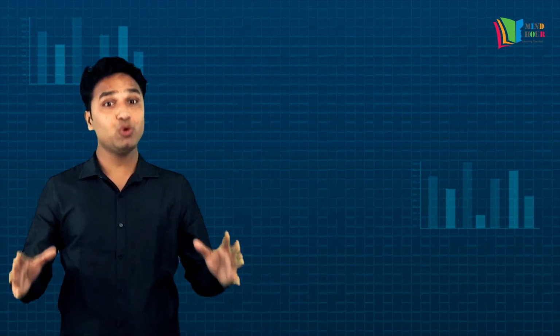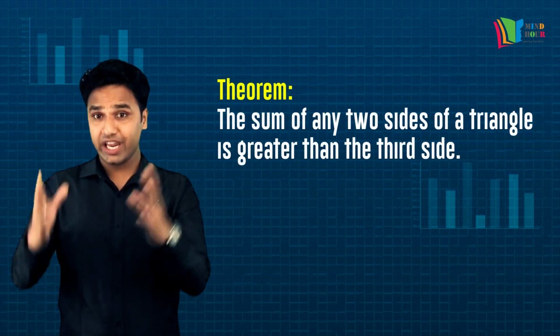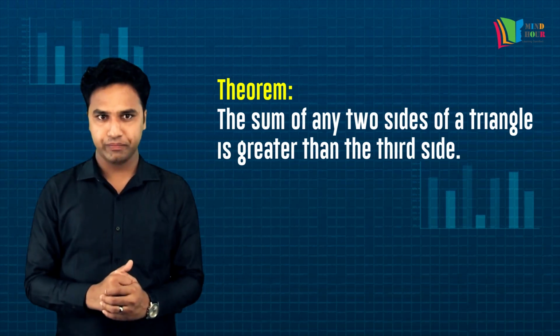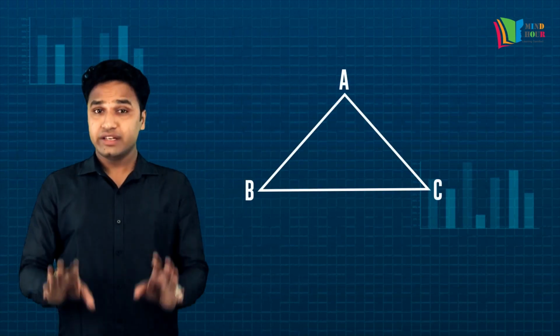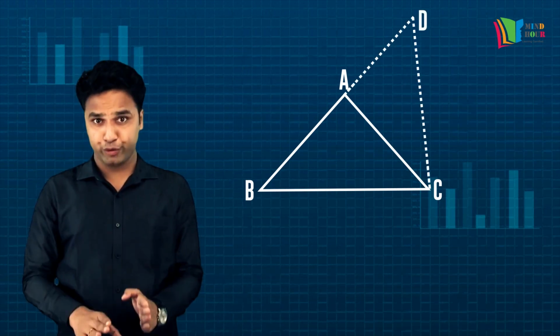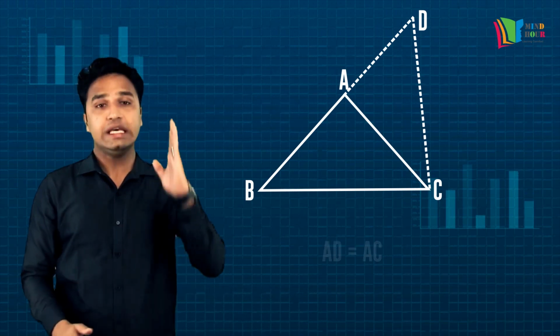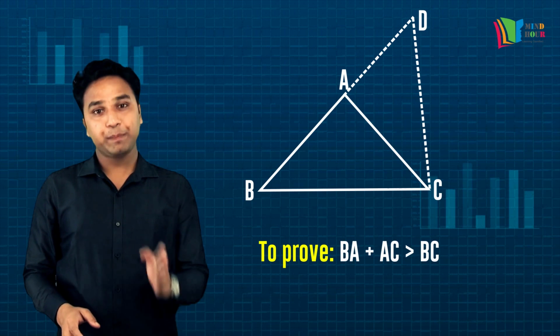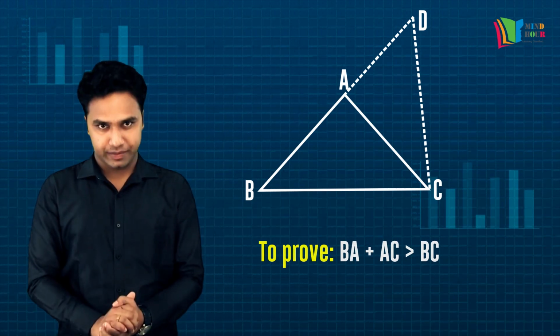Now, we have one more theorem. The theorem states the sum of any two sides of a triangle is greater than the third side. In triangle ABC, let us observe that the side BA has been produced to a point D such that AD is equal to AC. To prove BA plus AC is greater than BC.